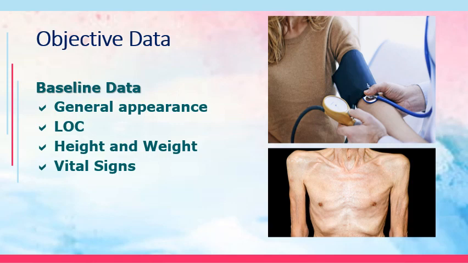Take note of the level of consciousness. So you have lethargic, obtunded, stuporous, and coma. Take note that for the brain, irritability or restlessness is the first sign of hypoxia. Then you have your height and weight. Your height and weight could be used to evaluate your BMI. Your weight could also be used to evaluate the fluid status of your patient. Then you have your vital signs.